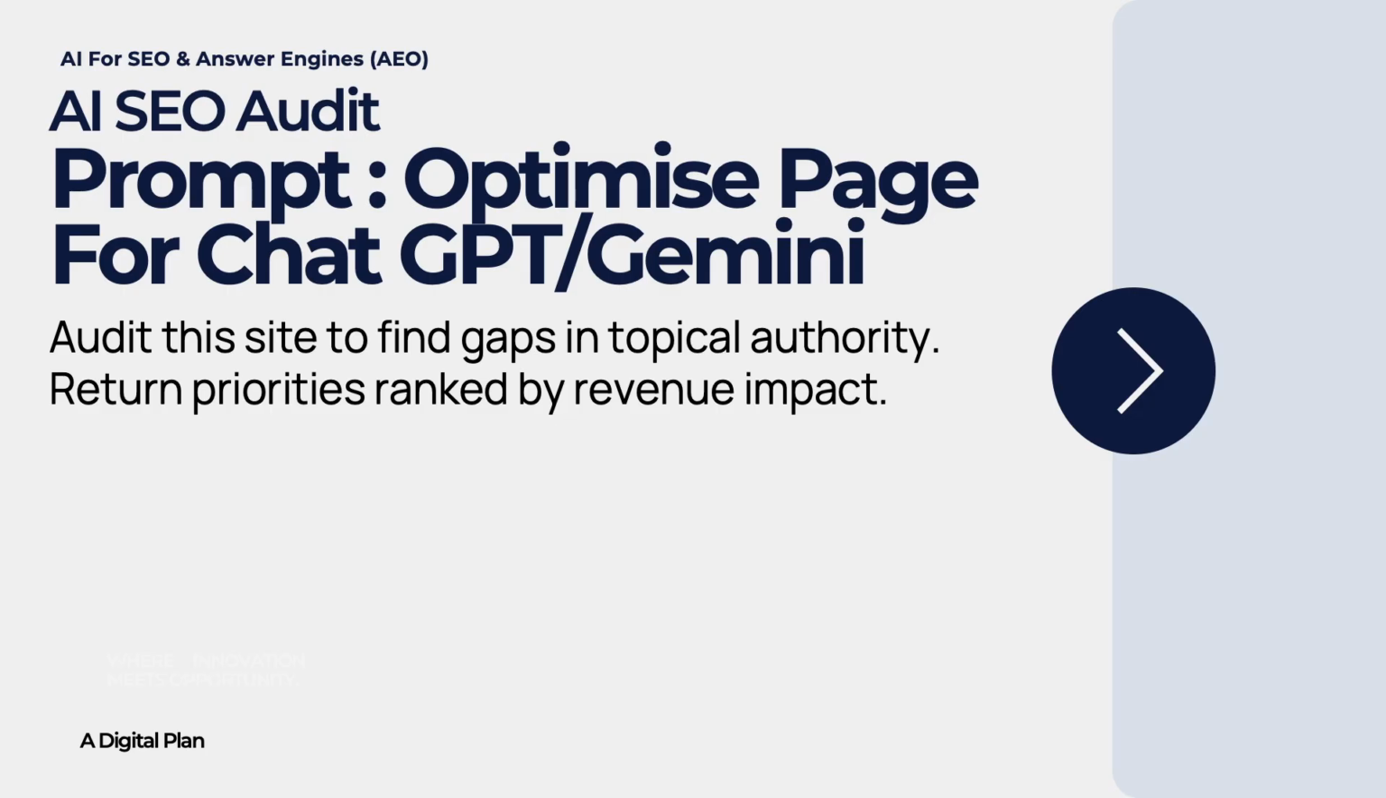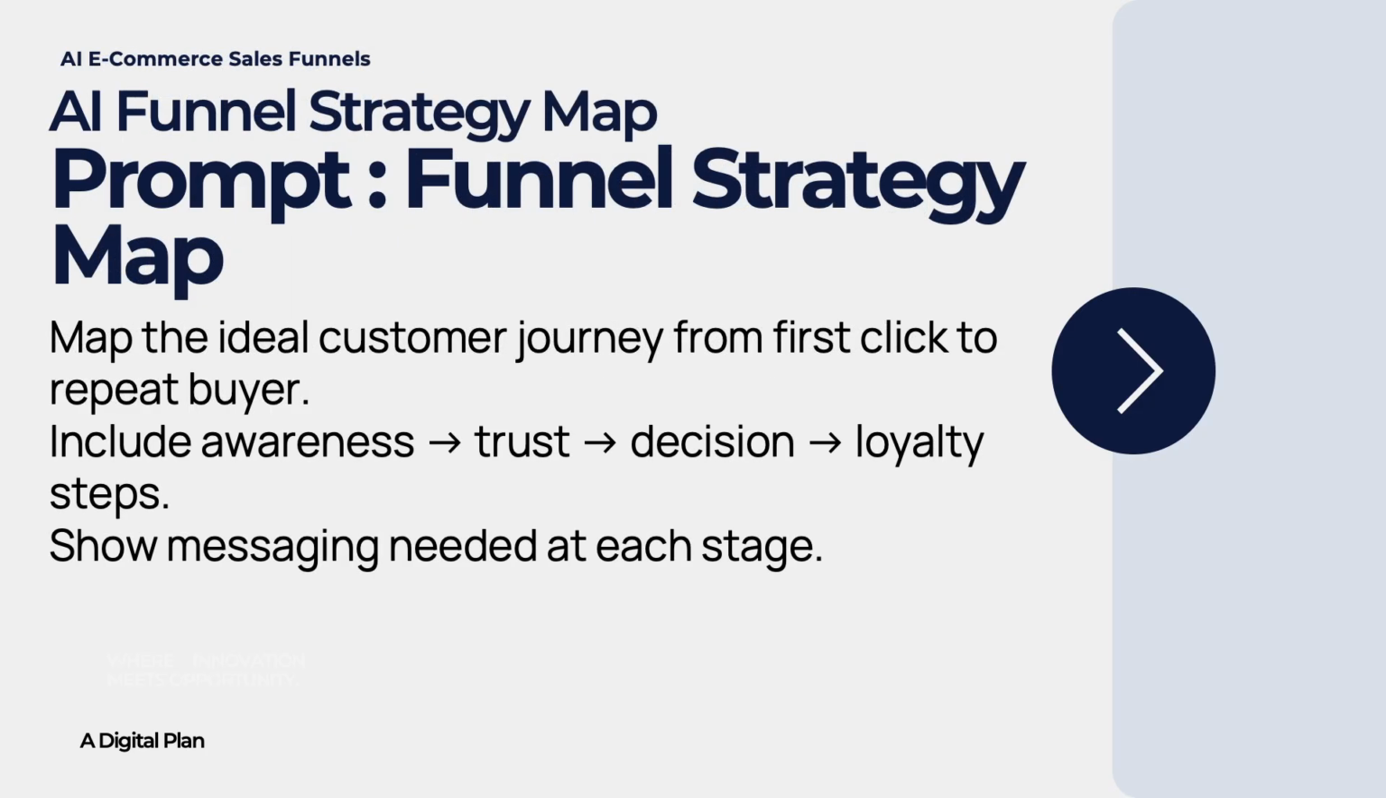So when people question it, you come up top. Prompt: optimize this page for ChatGPT, Gemini. Now that is a general one, and that's a search engine audit. It's going to go through and it will optimize all your page, start taking stuff out, putting stuff in, changing words, etc., and that will then optimize it for you so that it's going to get ranked by revenue impact.